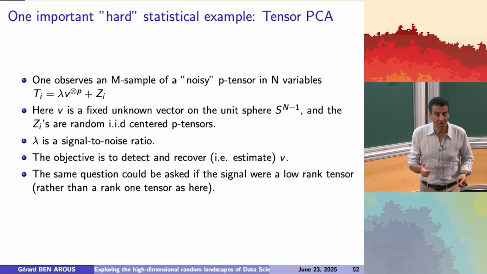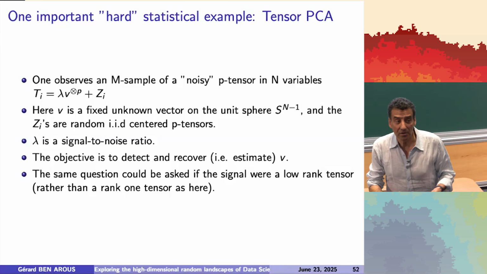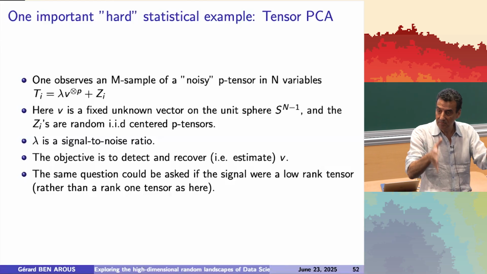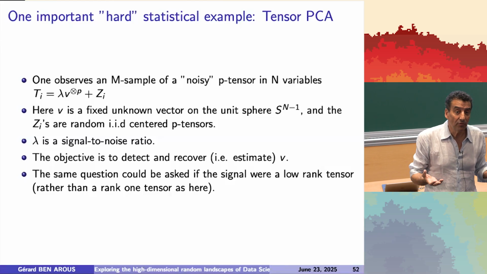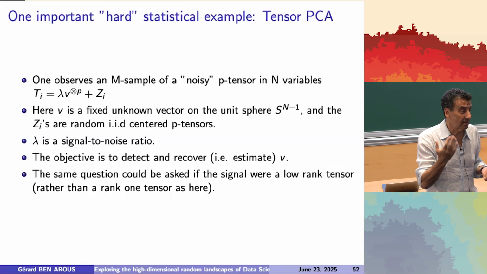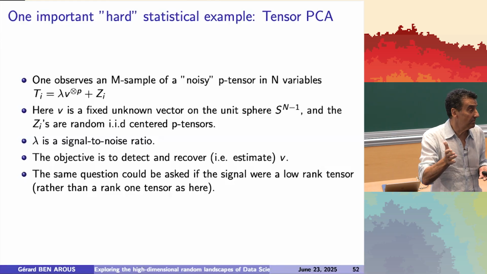Detect means you have this sample. I called it M, so you have an M sample of these tensors. That's what you have as data. The first thing, before even estimating, is detecting, meaning there is a signal somewhere. And once you have detected, you may want to estimate.